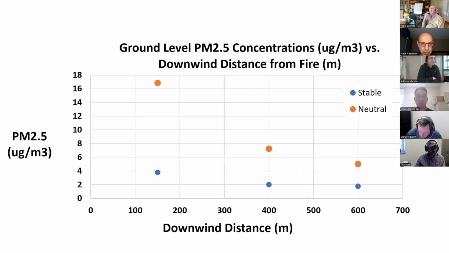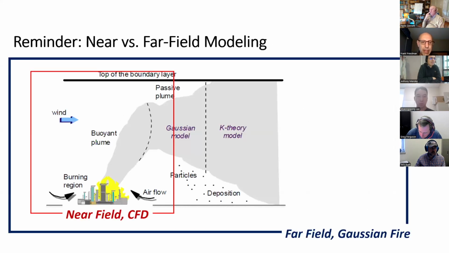What I'm emphasizing here is that CFD covers the near field, while the far field would be the Gaussian. This is where you would want models for the transition of the buoyant plume into a Gaussian plume, to capture the full range of possibilities over a longer downwind distance, compared to a CFD, which is more focused on the fire plume itself.